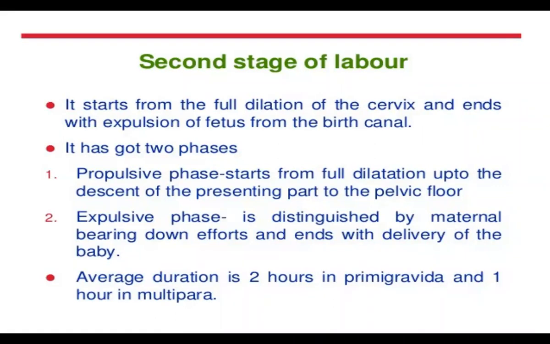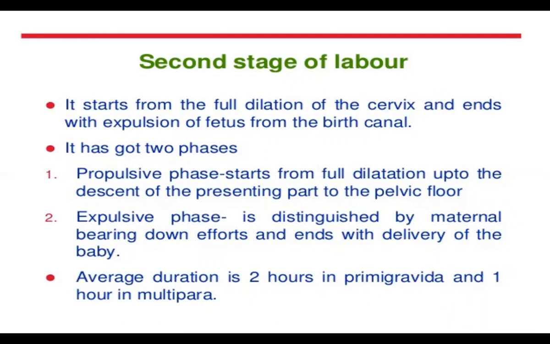Now, next, what is the second stage of labor? The second stage of labor starts from full dilatation, that is 10 centimeter dilatation of the cervix, and ends with expulsion of the fetus from the birth canal. That is the second stage of labor. It has two phases, the propulsive phase and the expulsive phase.